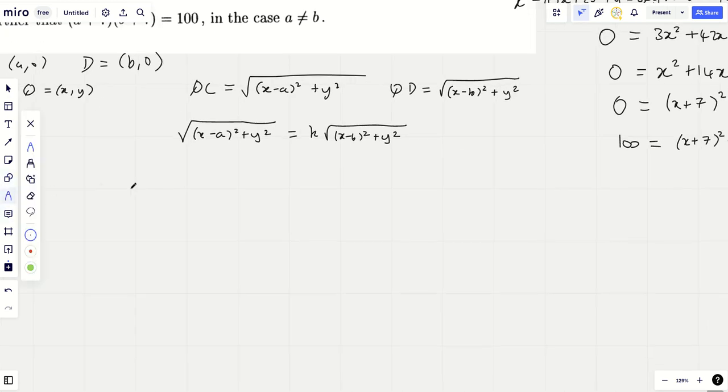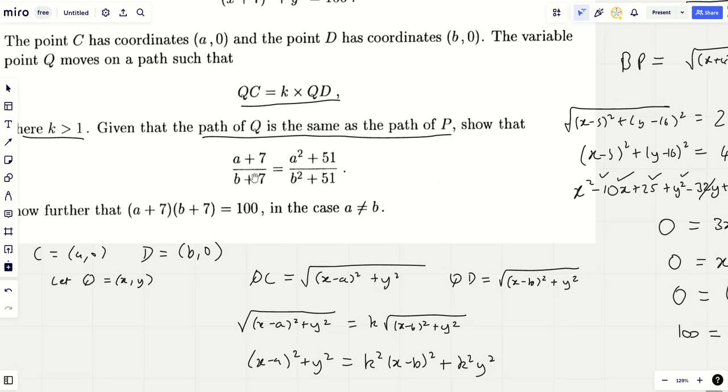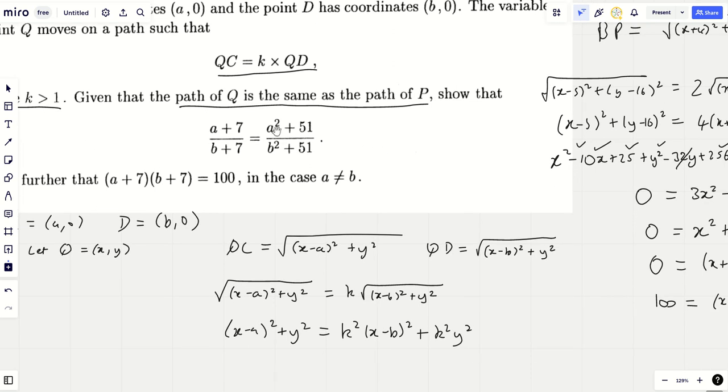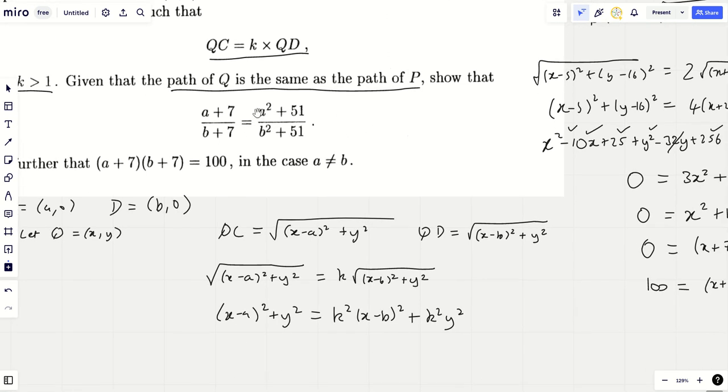Okay, so what do I get? I get (x minus a) squared plus y squared equals k squared (x minus b) squared plus k squared y squared. Now, where are we going to go from here to get their result? Well, their result is independent of k, which suggests that they've in some way made k the subject or found some kind of equation for k to eliminate it.